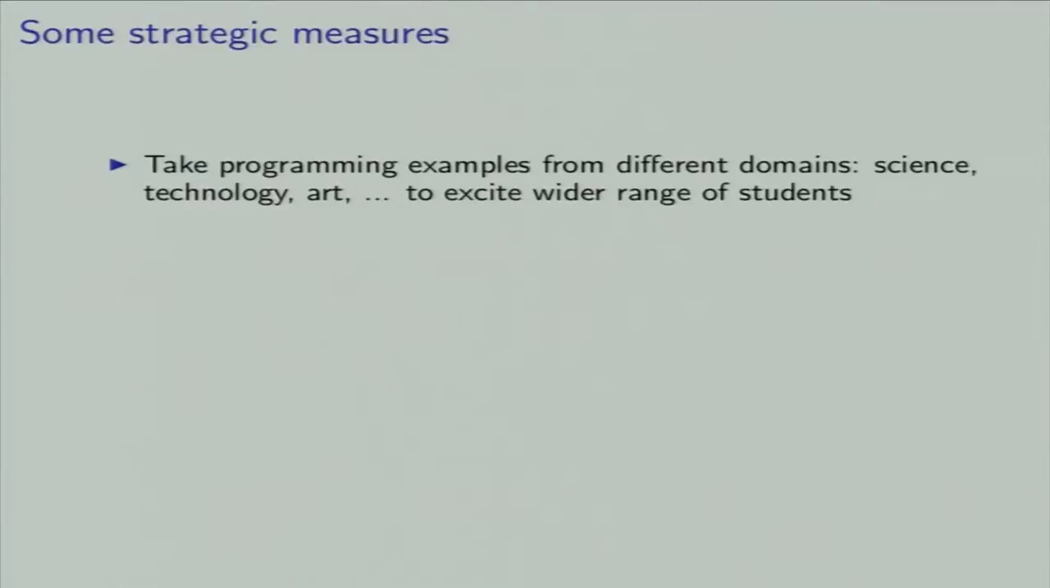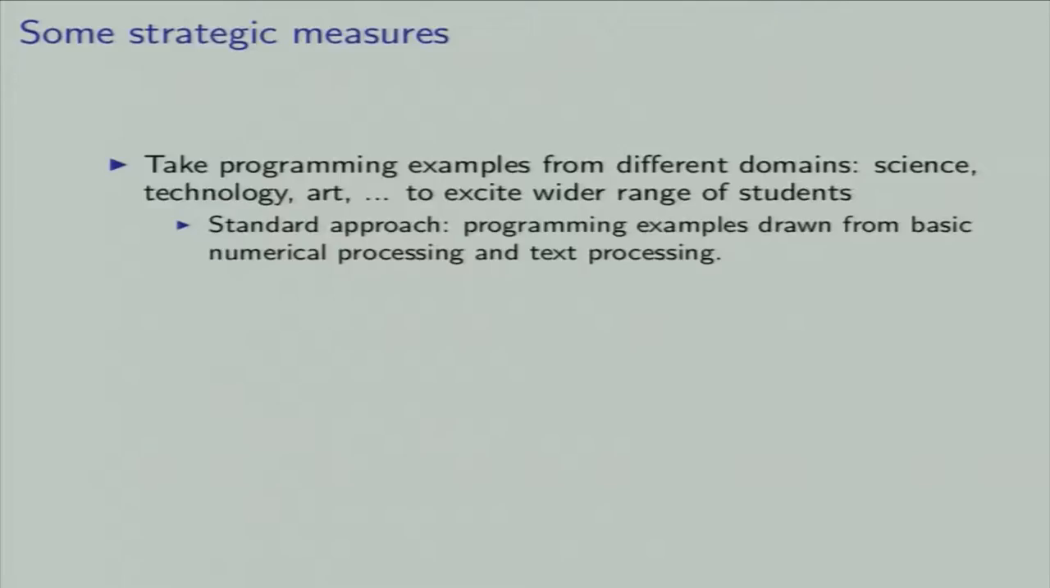So my first suggestion is that whenever we teach programming, we should take examples in programming from as many different domains as possible. Science, technology, even art. And the hope is that if we take examples from all these different domains, quite possibly students might get more excited. Or rather, I should say, a greater fraction of students might feel that, yes, there is something being taught over here which is of interest to me.